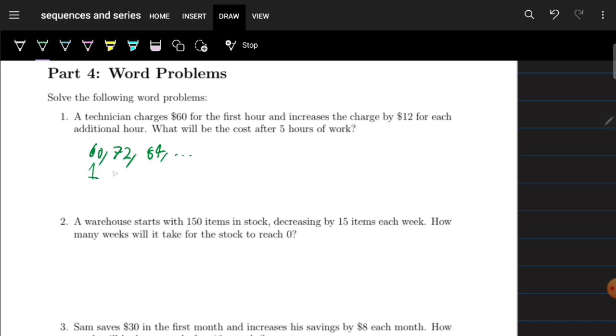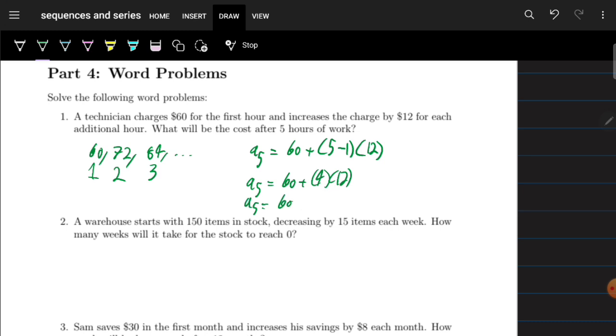So if this is our first term and this is our second and third term, we are essentially trying to find the 5th term here. So A5 is going to be 60 plus, I want the 5th term, so I'm going to put a 5 here, minus 1. And our common difference is 12. We're going up by 12s. So A5 is going to be 60 plus 4 times 12. And this is going to work out to A5 is 60 plus 4 times 12 is 48. And so the final answer will be 60 plus 48, which is 108.